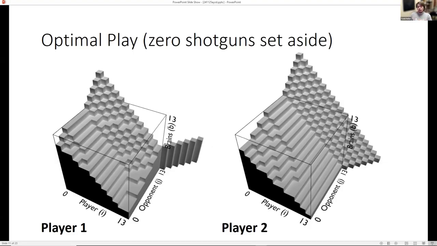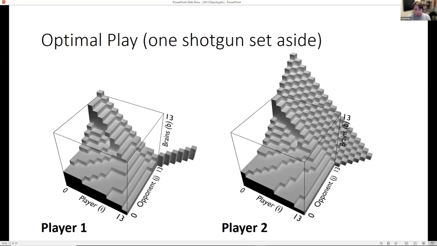And so in the zero shotgun case, there's little risk. So the general strategy is to just go for the goal, as represented by this stepped plane here. There's also this peak that you can see in the player one strategy, which pretty much represents the fact that player one should try to exceed their opponent by a certain margin in certain cases. And then in terms of the tiebreaker, player one is expected to roll for a fixed value no matter what the state is, and player two is aiming to exceed their opponent's score by 1.